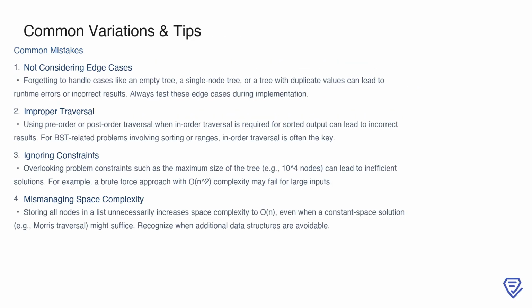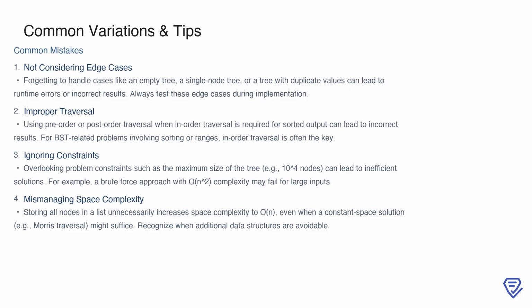When working on this problem, there are a few common mistakes to watch out for. First, not considering edge cases can lead to major issues. For example, if you don't account for scenarios like an empty tree, a single node tree, or a tree with duplicate values, your solution might produce runtime errors or incorrect results. It's critical to test these edge cases thoroughly during development. Another issue is improper traversal.